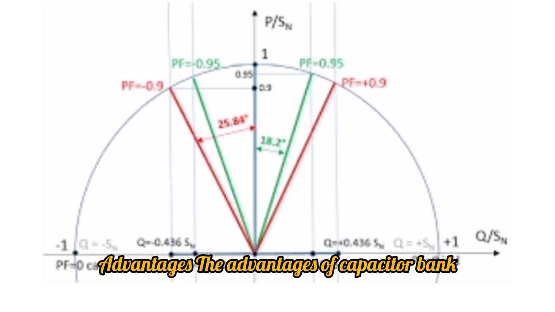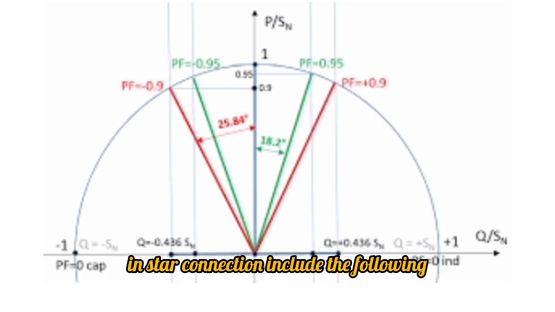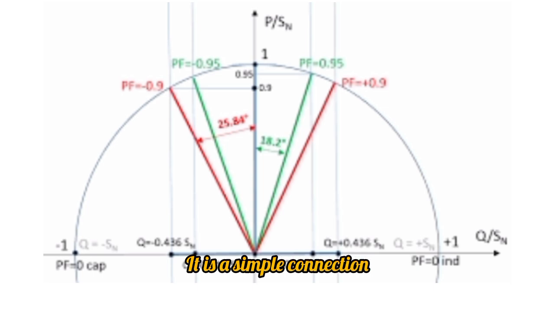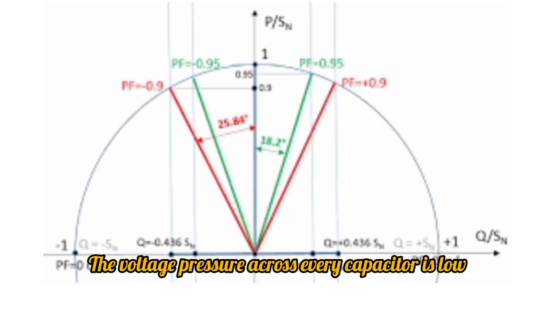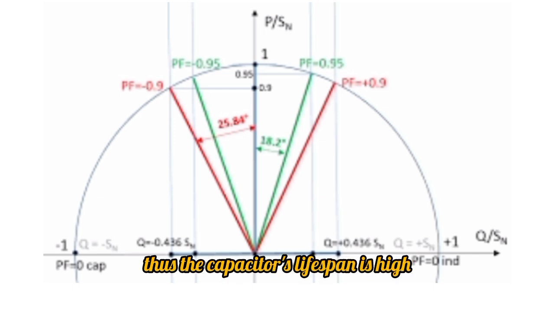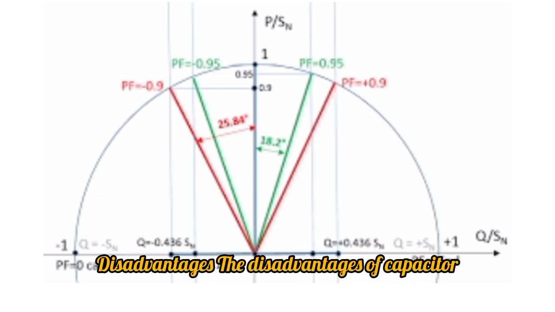Advantages. The advantages of a capacitor bank in star connection include the following. It is a simple connection. The voltage stress across every capacitor is low, thus the capacitor's lifespan is high. Disadvantages.